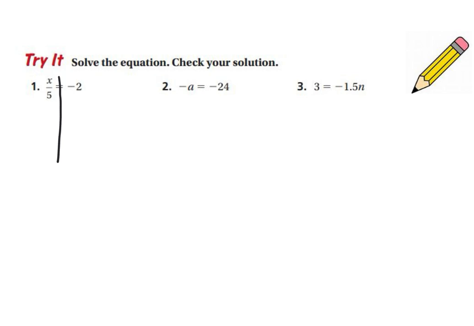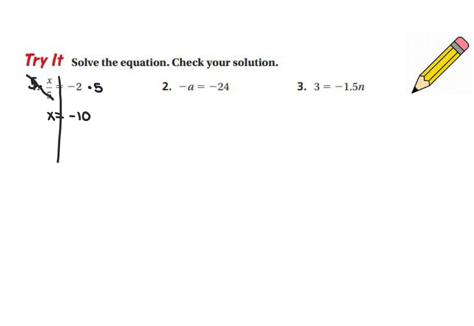For question 1, we have x divided by 5. The opposite of divide by 5 is multiply by 5. Make sure to multiply both sides by 5. On the left side, 5 divided by 5 is 1, so you're left with 1x. On the right side, negative 2 times 5 is negative 10.